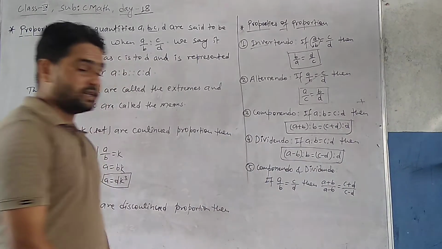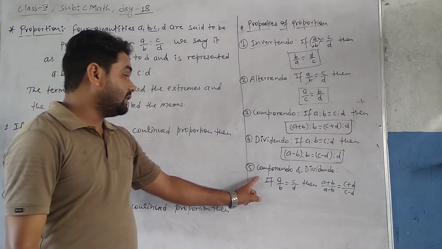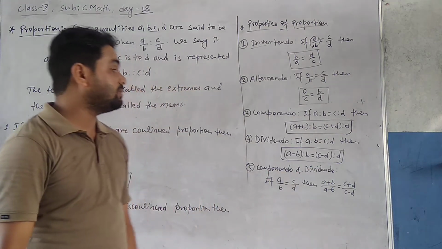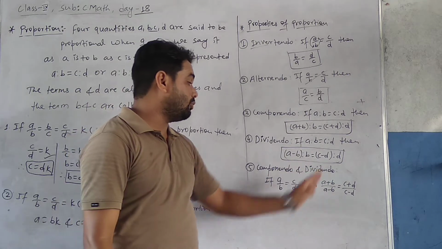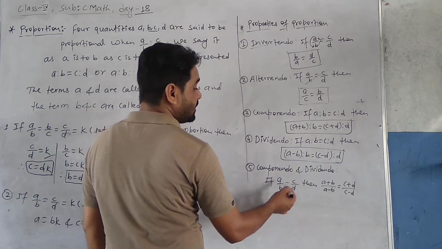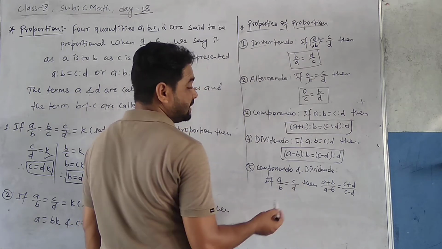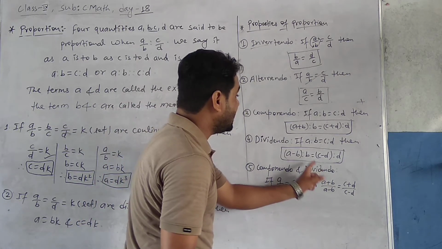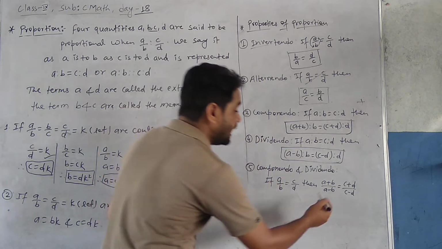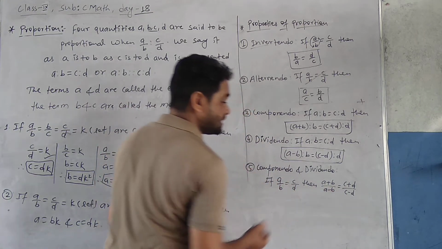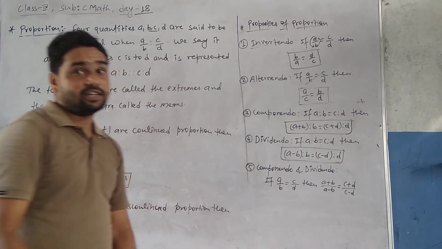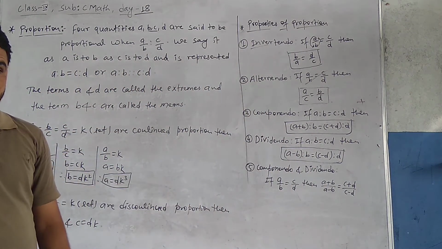Dividendo property. Yes. And now the fifth one, that is componendo and dividendo. That means when they are together, no? If A upon B equals C upon D, then we are going to apply componendo and dividendo at once. That is A plus B upon A minus B equals C plus D upon C minus D. So these are the 5 properties.